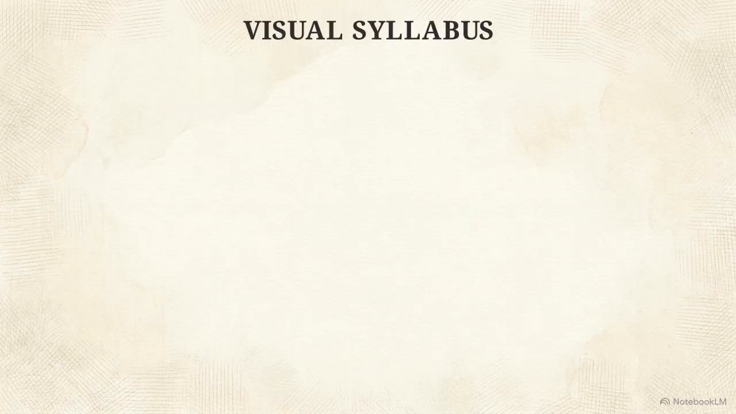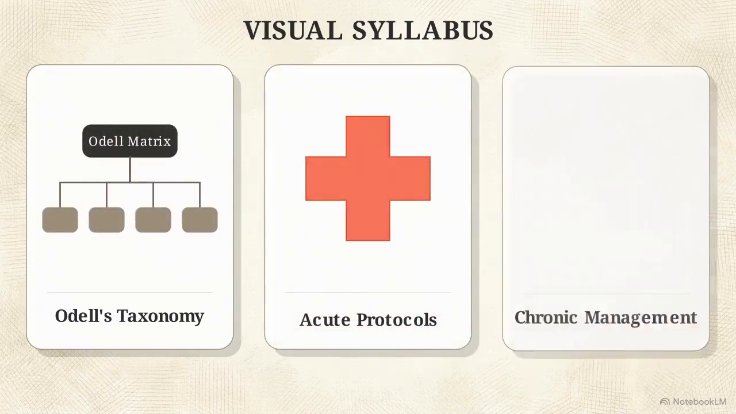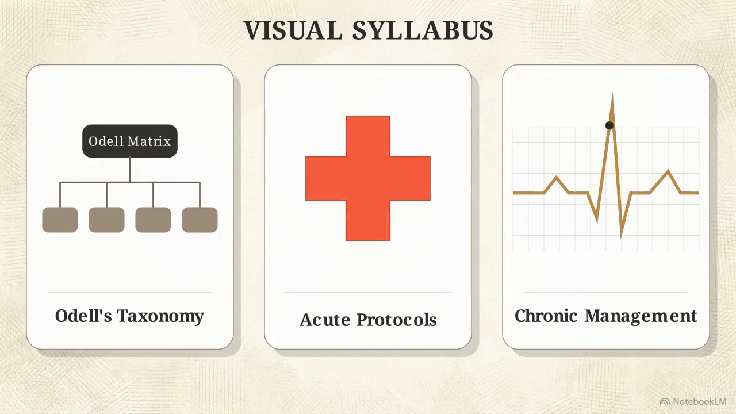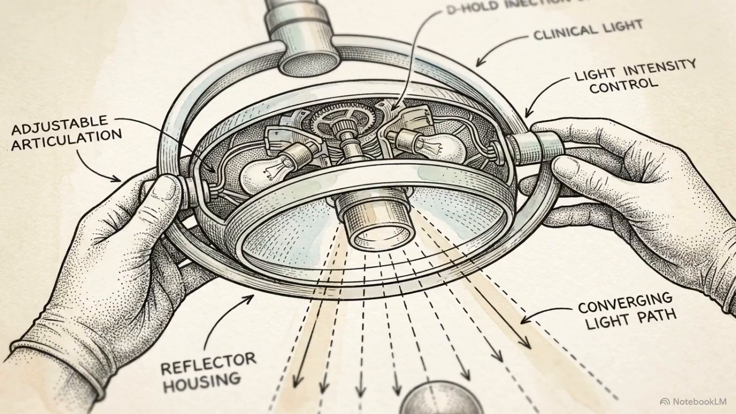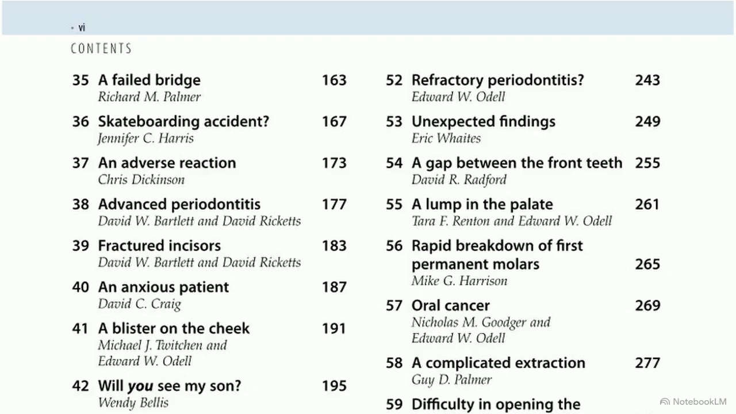In this episode, we will analyze Odell's taxonomy, examine acute complication protocols, and evaluate chronic condition management guidelines. Mastering the Odell methodology focuses on the development of independent clinical reasoning. Odell's text covers the full scope of oral healthcare, organizing 75 distinct clinical scenarios. This contents page demonstrates the breadth of the material.